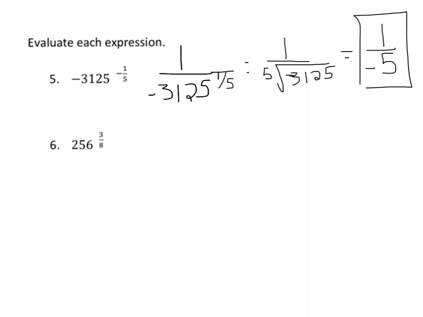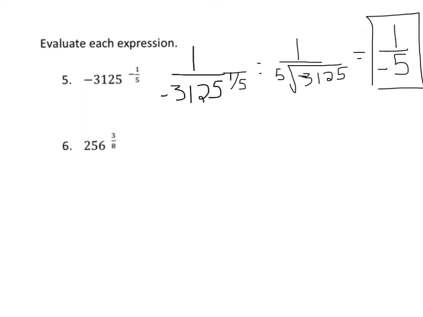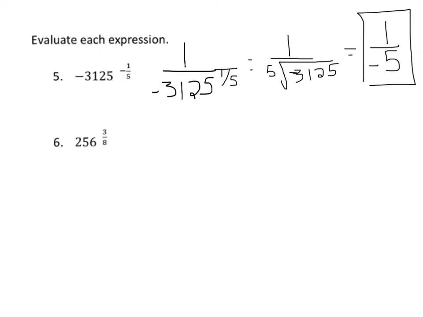My next example, 256 to the 3/8 power, we would want to simplify again. So 256 to the 3/8 is the same as saying the 8th root of 256 cubed. Remember, the number in the denominator goes on the outside, and that's your root, and the top number is what you raise your number by.